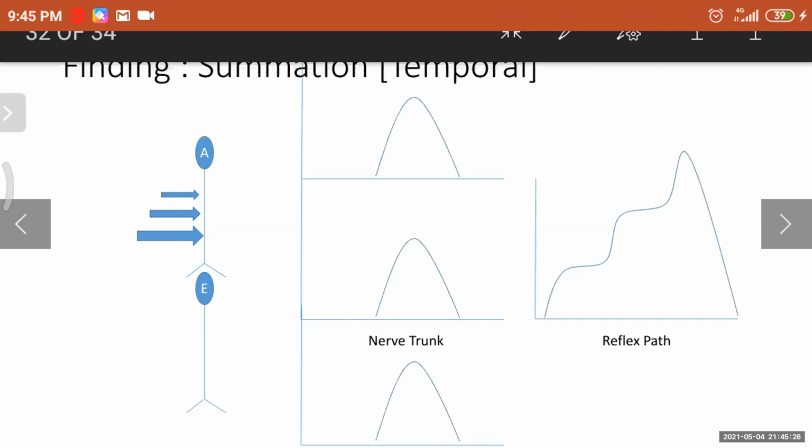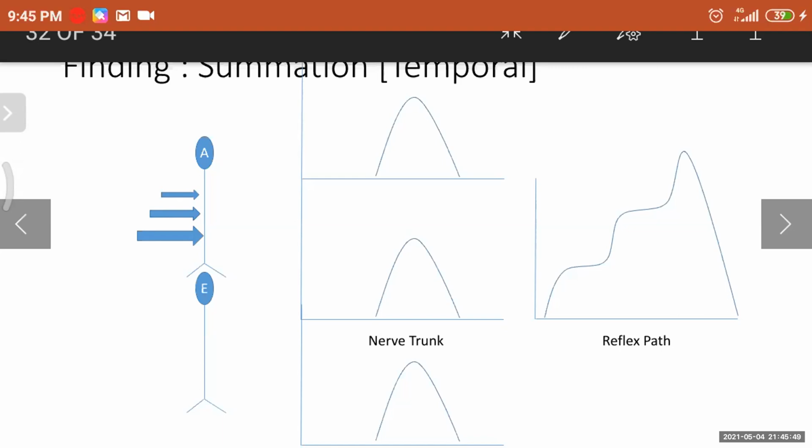And since he had to give it in quick succession, if he had given one stimulus and then waited for a longer period of time and then given another stimulus, then it was not coming out very well. So it was not adding up. So he said it's called temporal summation: quick succession in time, and you get an addition of responses.